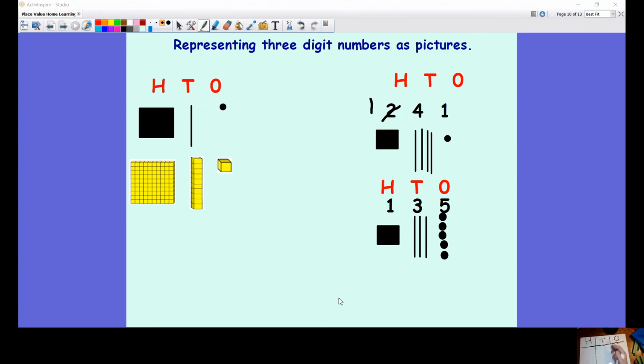You might be given a number, 122. First thing to do is you need to put this into your place value chart. 122, 12 tens, 2 ones. So you've got your number and your place value chart there to help you.